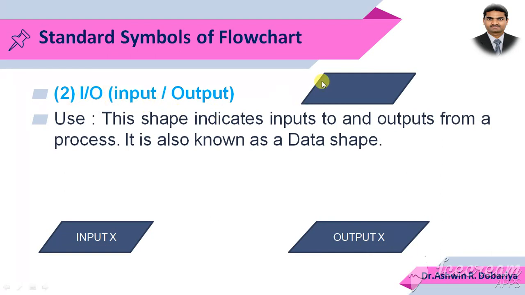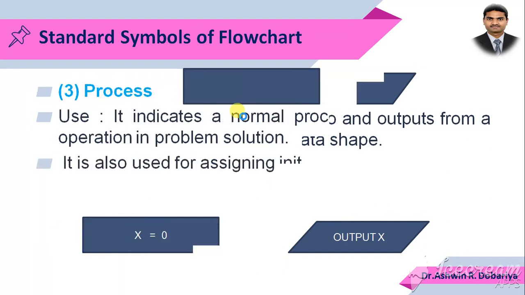In short, you can say the IO symbol, input output symbol, and this shape is used to input a value or to display an output value. This shape is also known as a data shape, because we input certain data to our program or we display certain data as output. So the second symbol is the IO symbol, or input output symbol.